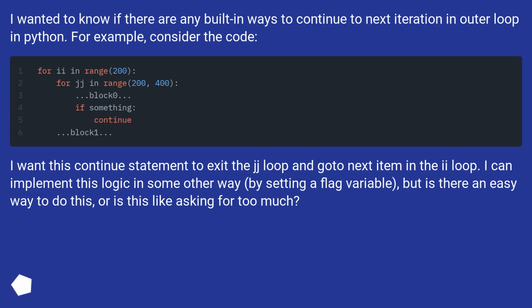I want this continue statement to exit the JJ loop and go to next item in the second loop. I can implement this logic in some other way, by setting a flag variable, but is there an easy way to do this, or is this like asking for too much?